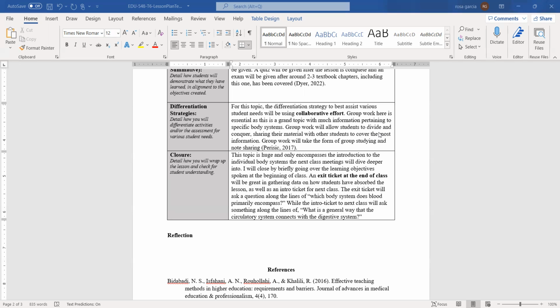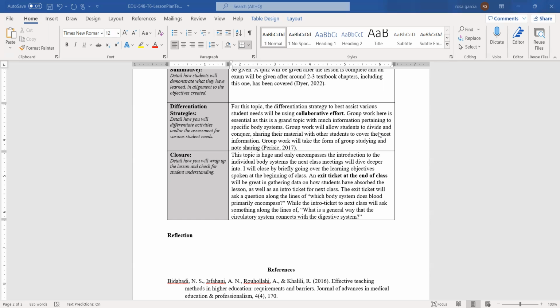For my closure, as I spoke about earlier, I'll be giving an exit ticket at the end of class, and then that intro ticket that I was talking about. So for the exit ticket, I'll be able to see how much of the information students were able to absorb in just one class period. And it'll be a question along the lines of, which body system does blood primarily encompass or majority encompass? And so just something that will get them kind of thinking about something that happened at the beginning of class compared to like the end of class.